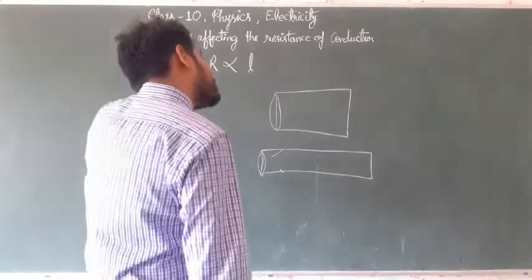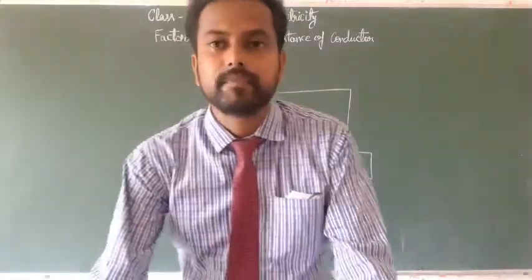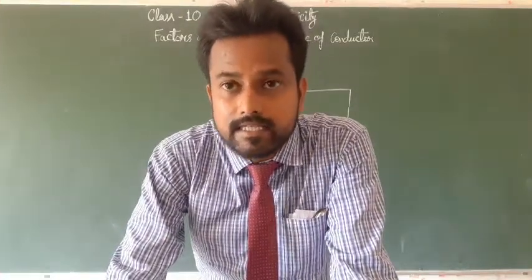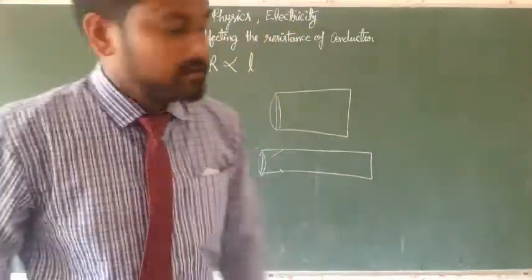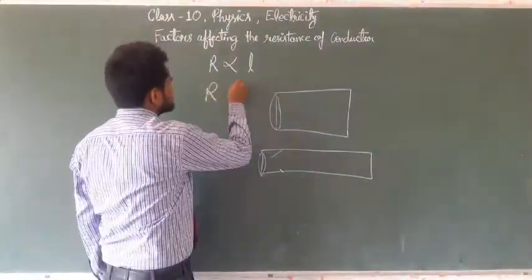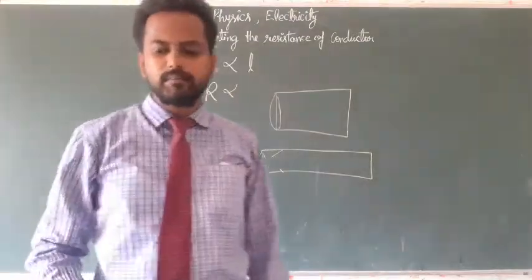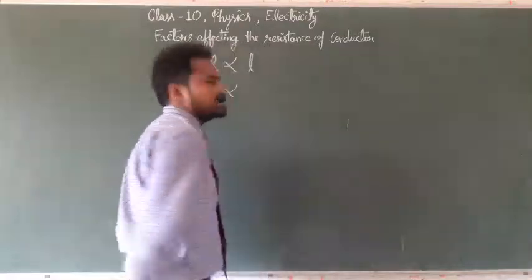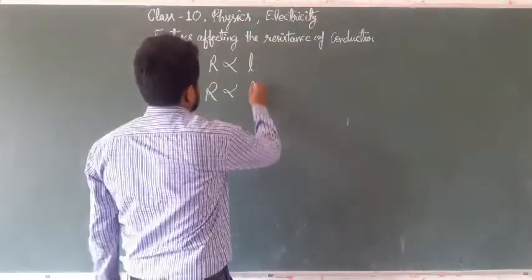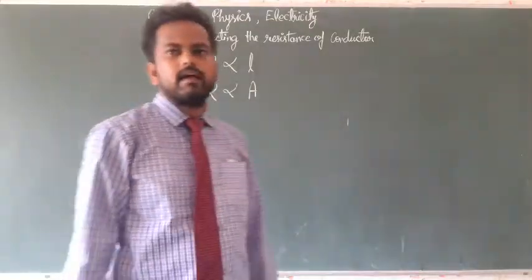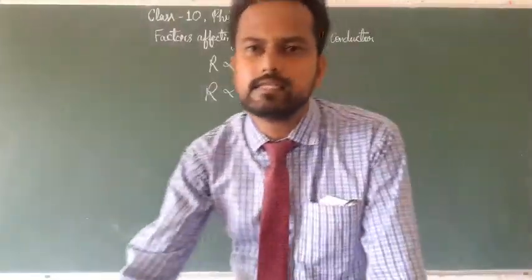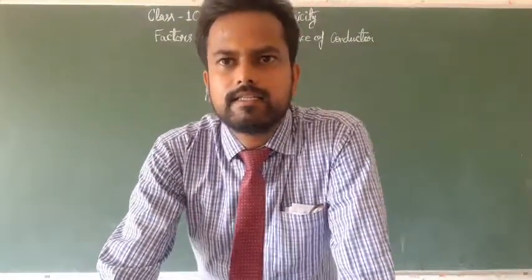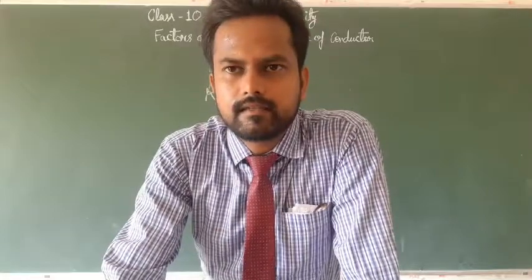So that's why we can say that as the cross sectional area increases, the resistance decreases. So it means resistance is inversely proportional to the cross sectional area of conductor. Got it? And third one, if we increase the temperature of conductor, then resistance also increases.